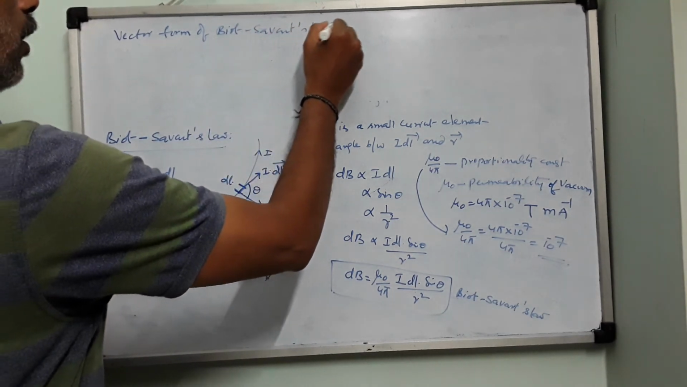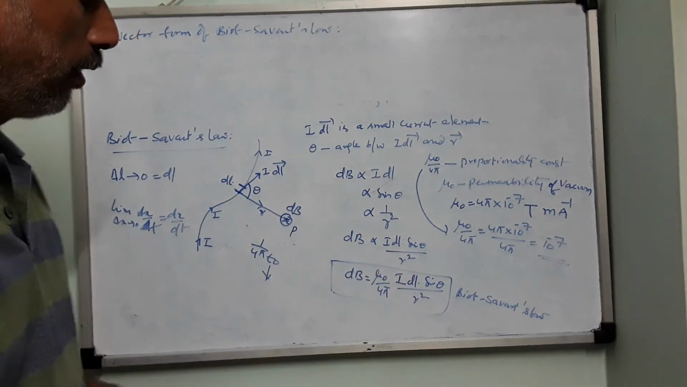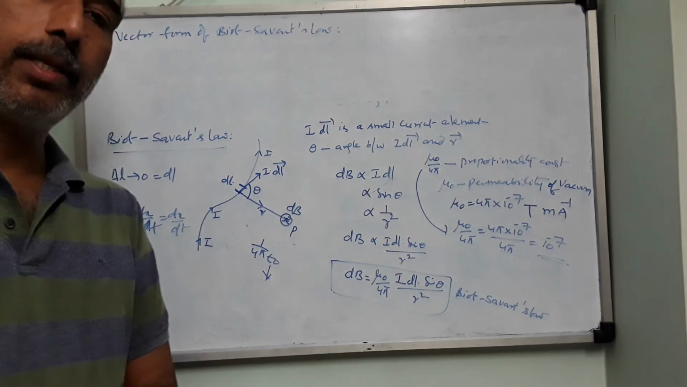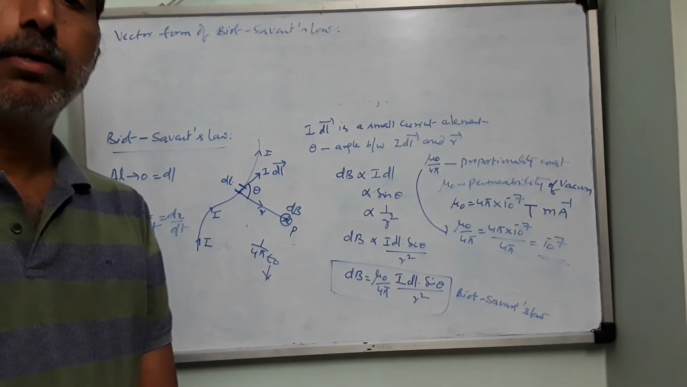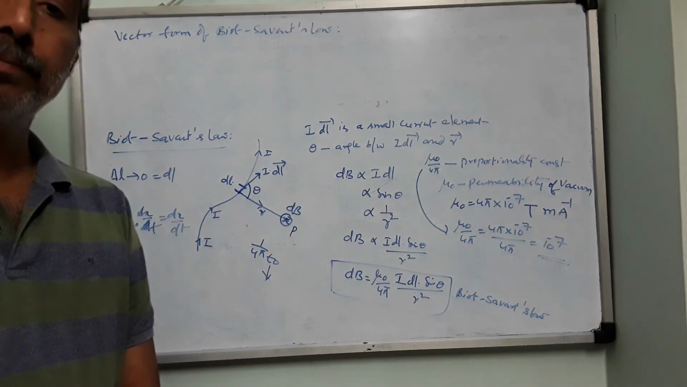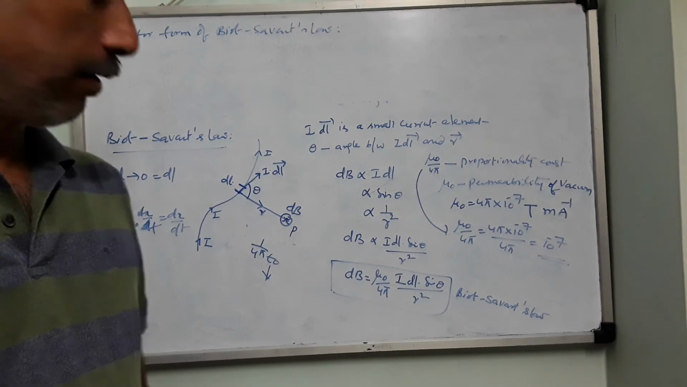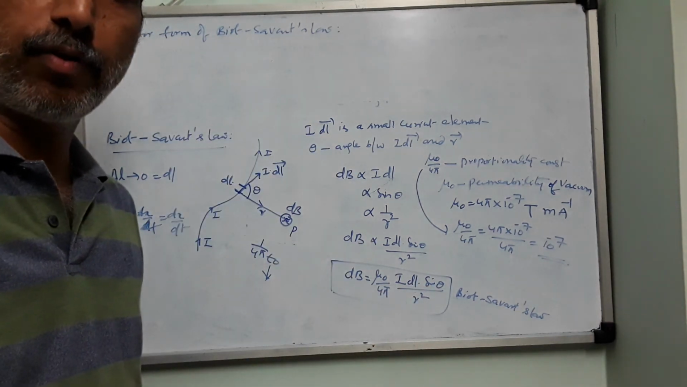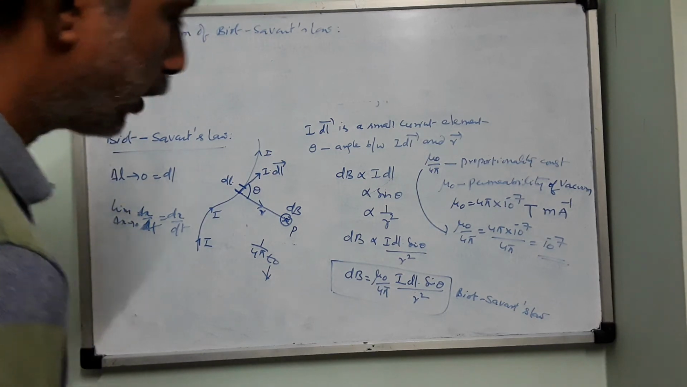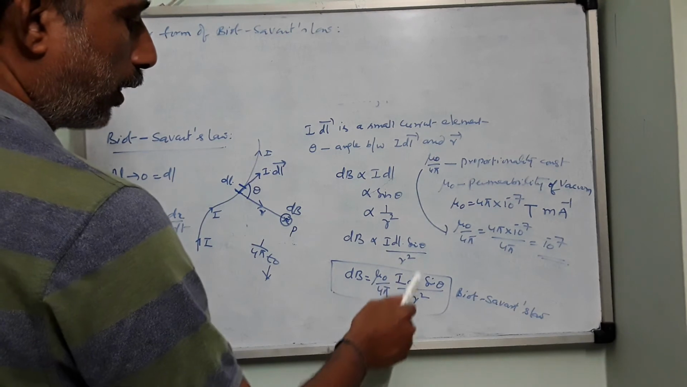Biot-Savart's law. Okay, right. So here, sin theta: in vector multiplication, you studied that A dot B equals AB cos theta and A cross B equals AB sin theta into n cap. So wherever there is a cross product, there will be a sine angle. So wherever there is a sine angle, there is a possibility of writing things in the form of a cross product.